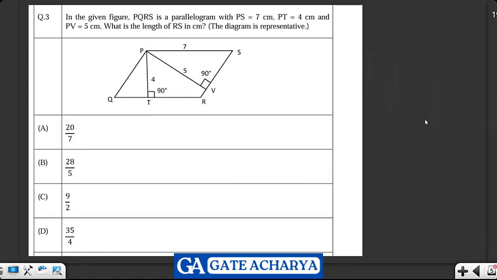PQRS is a parallelogram where one of the sides is 7 centimeter. Then the height from P to the base is given as 4 centimeter, and PV, which is again perpendicular to another side of the parallelogram, RS, is given as 5 centimeter. I have to find the length of RS. So how to work this out? Let me draw a construction here.